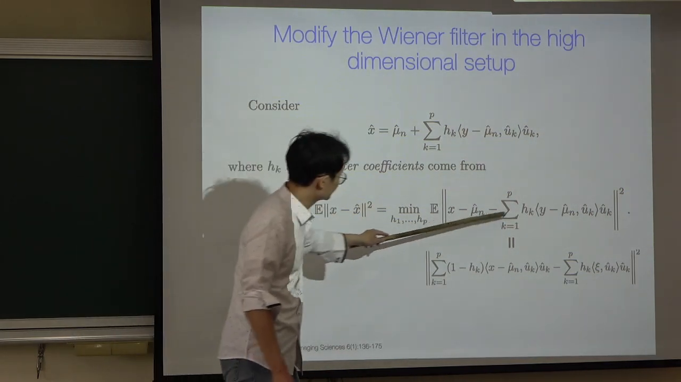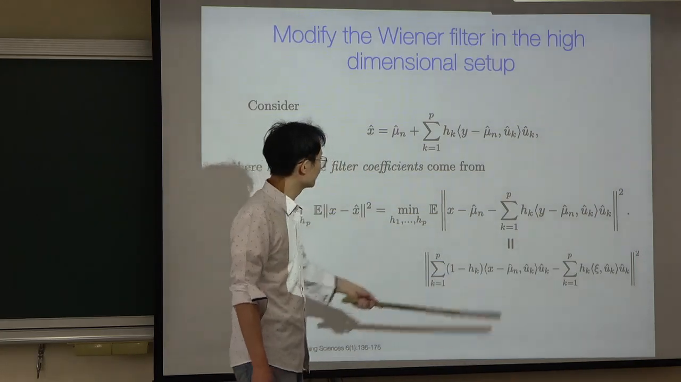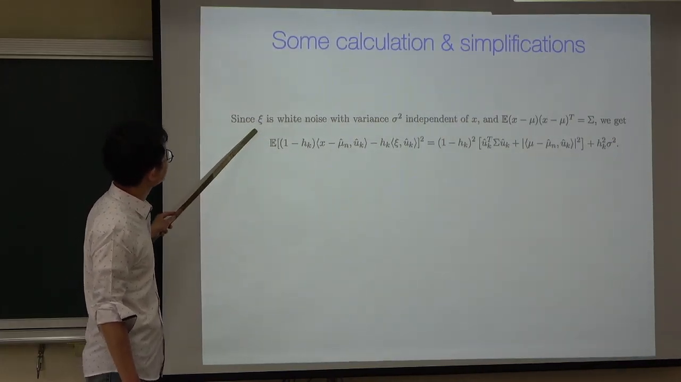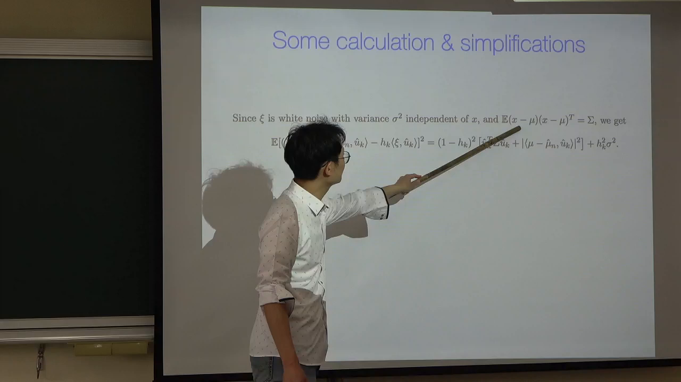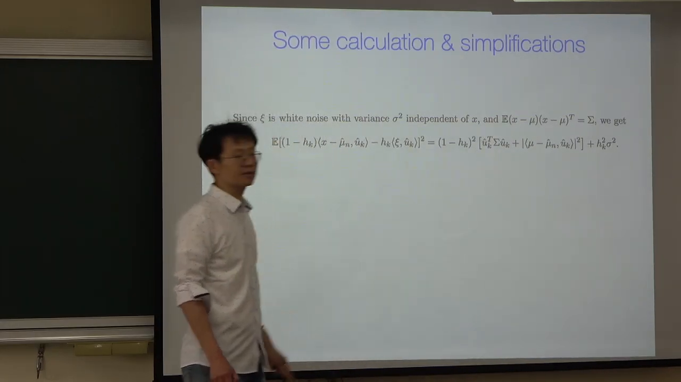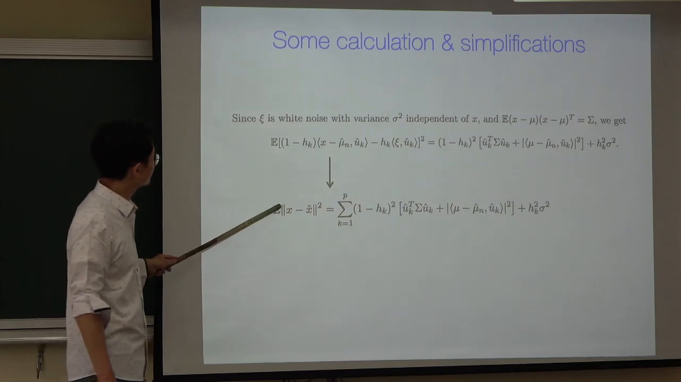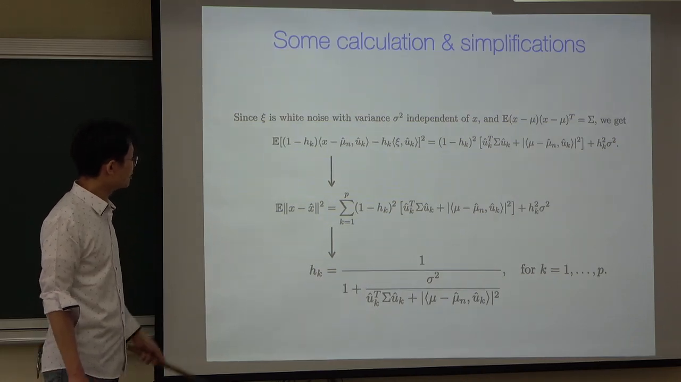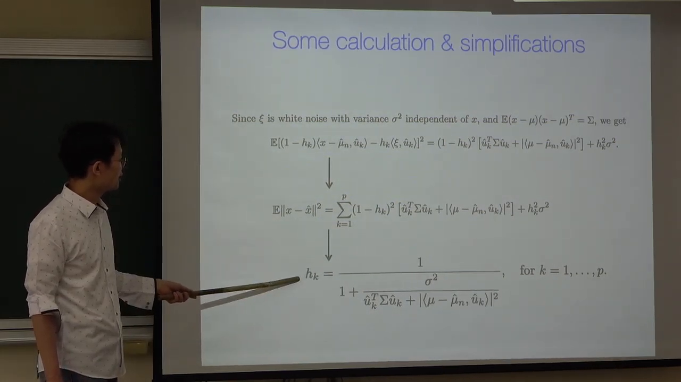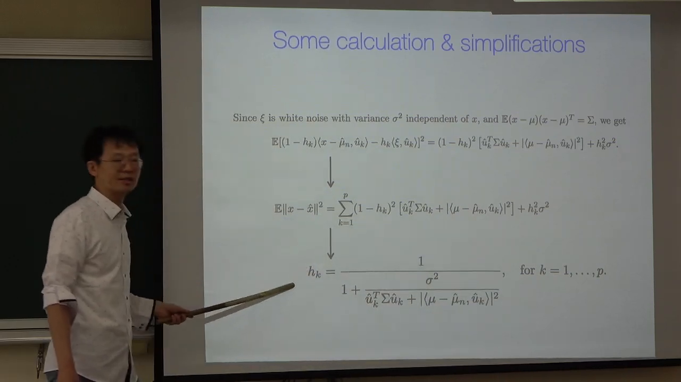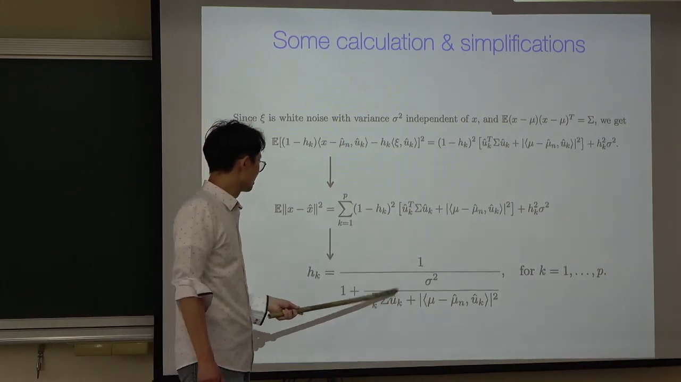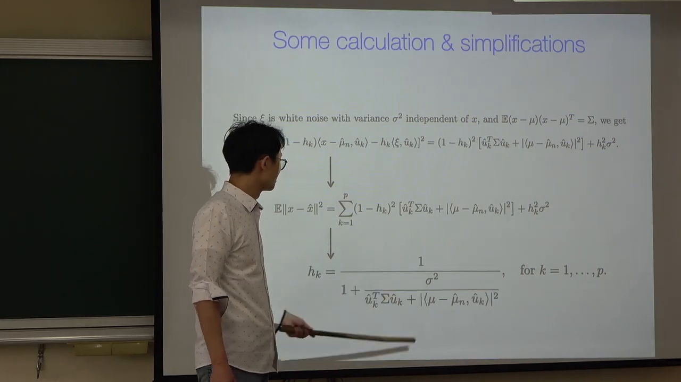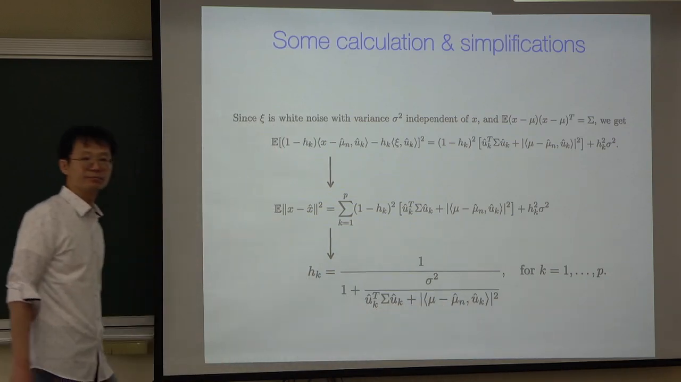And I will not do it here. This is just something you can do at home, and you get this guy, and then this guy, and then since the noise has variance sigma squared and is independent of x, you will get all this further simplification. Okay, so you get this guy, and you get a solution. You know h_k is this guy. You have capital Sigma here, the covariance matrix, sigma squared, the noise level, and all the other quantities.